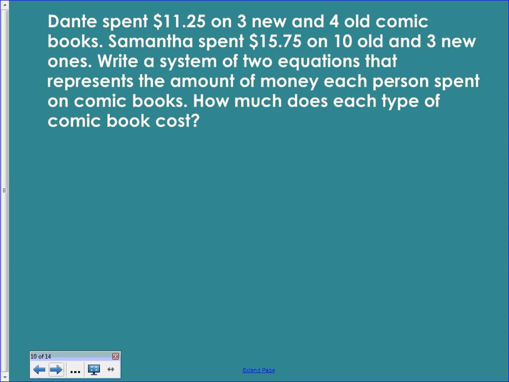Let's take a look at some word problems. Remember when we're writing word problems, a lot of times we put them into standard form. Okay, so Dante spent $11.25 on 3 new and 4 old comic books. So what I'm going to do is I'm going to let X equal new comic books, and I'm going to let Y equal old comic books. So for $11.25, he bought 3 new and 4 old. Okay, Samantha spent $15.75. So for $15.75, she got 10 old and 3 new.